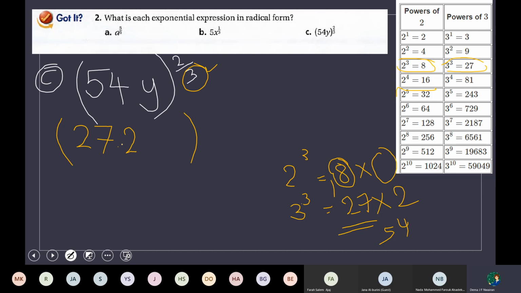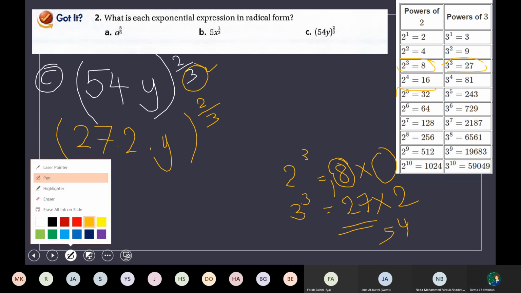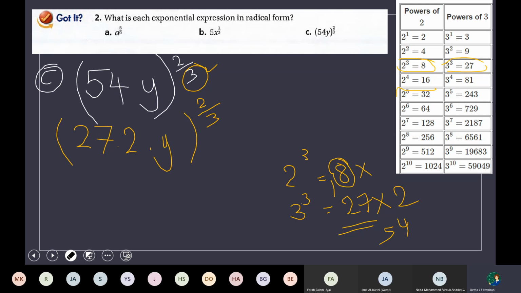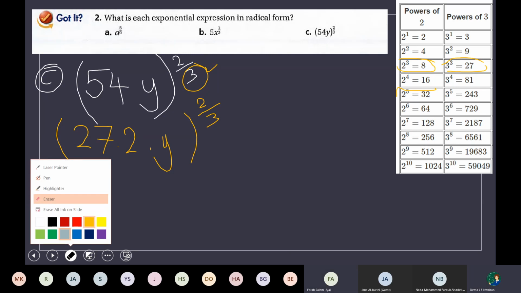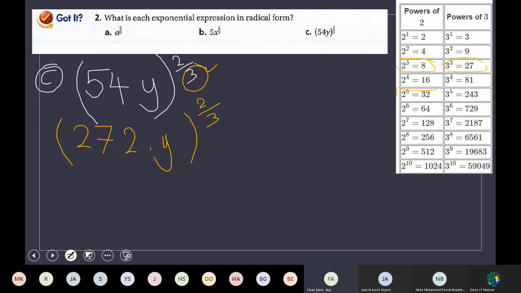This one means multiply. Instead of 54, then multiply by y, and raised to the power 2 over 3. Teacher, I cannot make 2 to the power of 3 multiplied by 2 to the power of 3. Why? 2 to the power of 3 is 8.